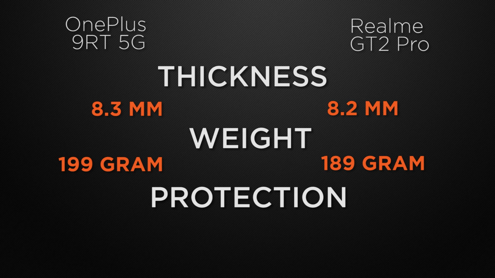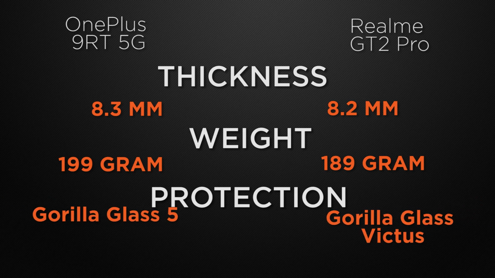And about the protective glass of the devices, 9RT have Gorilla Glass 5, whereas GT2 Pro have Gorilla Glass Victus. So the winner here is GT2 Pro because it have newer generation of glass which is more durable.